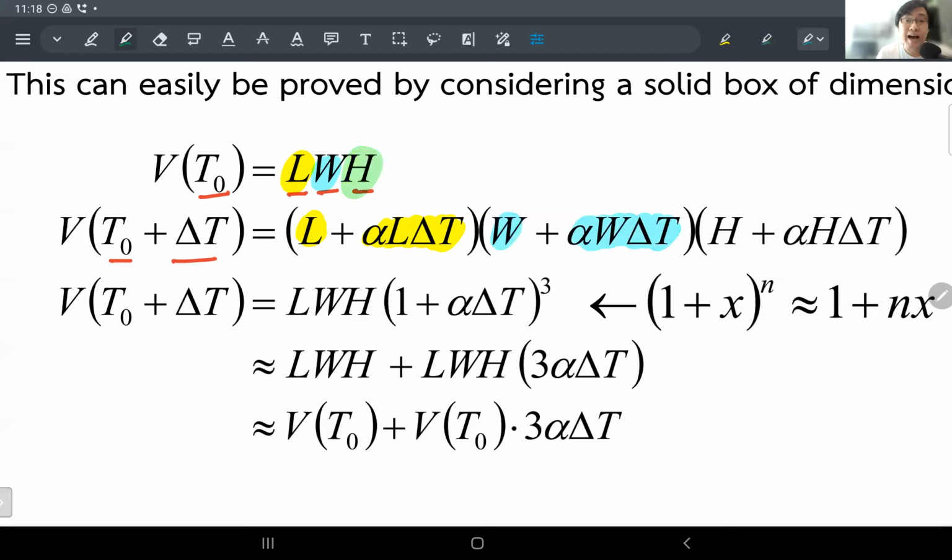Same thing is going to happen to the height. Original height times the delta H, the length that increased, alpha times H times delta T. So the new volume that you get is supposed to be the product of this parenthesis right here, correct? If you try to multiply them, that's no big deal. I can pull the common factor out. I have the L right here, I have the W, I pull it out here, I have the H, I pull it out here. And they all share the same common factor, 1 plus alpha delta T, cubed. Cool. So far, so good?